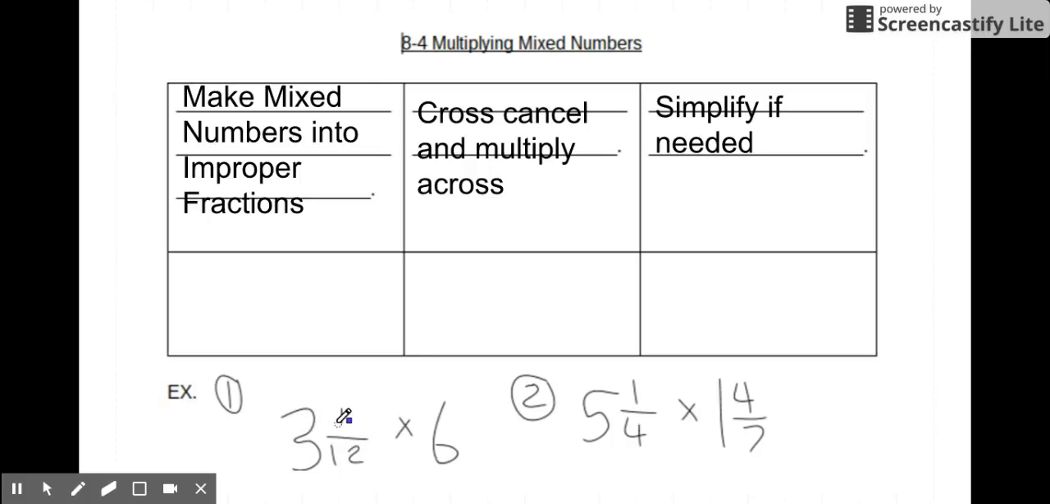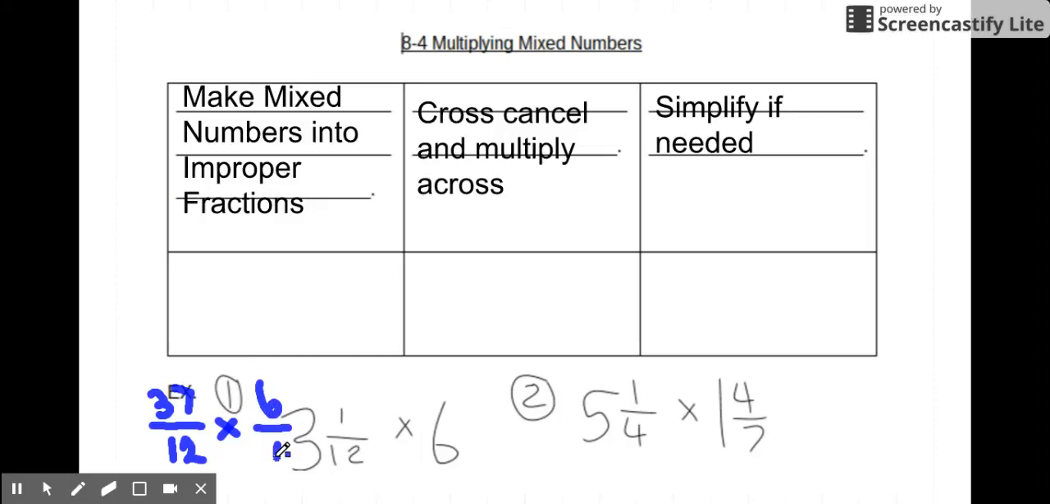to make 3 1/12 into an improper fraction, you multiply 3 times 12 and then add 1. So 3 times 12 is 36, and then 36 plus 1 would make it 37. And I don't really have a lot of space to write this, so I'm just going to write over it. 37 twelfths, the denominator stays the same. And then it's being multiplied by 6. And anytime you have a whole number, you put it over 1. So it'd be 6 over 1.